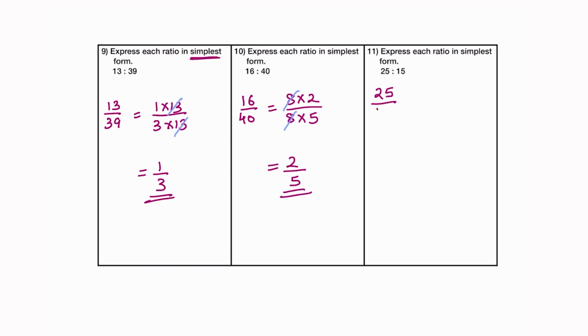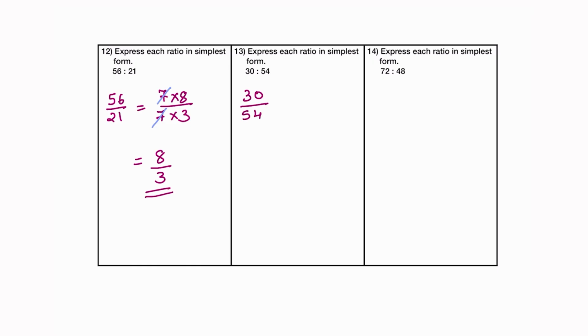Next, 25 over 15. So we write this as 5 times 5 and this is 5 times 3. So the common factor 5 is out and that leaves it to be 5 over 3. 56 and 21. So this is 7 times 8 and that's 7 times 3. So times tables help you decide how you have to divide it. So that's 8 over 3.